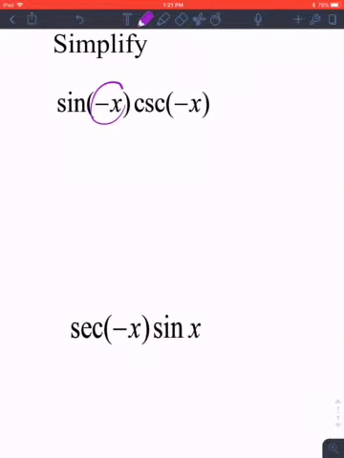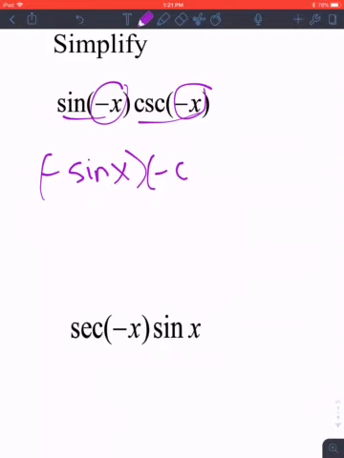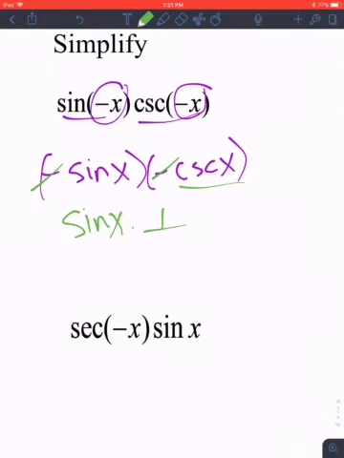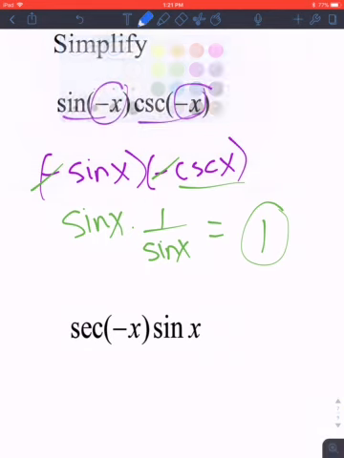So again, starting with these negatives on the inside, we need to simplify those. So these are both odd, so they both become negative on the outside, negative sine of x times negative cosecant of x. Okay, so what's going to happen here with the negatives is that they're going to go to positive, so we don't really need to worry about that. Sine of x times cosecant is 1 over sine of x. So sine divided by sine cancels out, and you get 1.